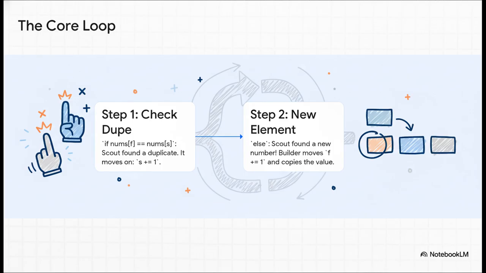Else, if they're different, that means the scout found a new unique number. So we move the builder forward one spot, and then we copy the scout's value into the builder's new position. That's it. That's the whole algorithm.